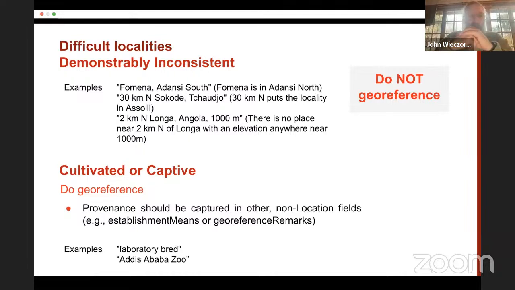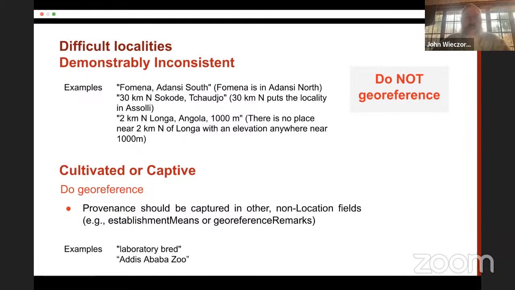In the second case, I'll go through the second example as well. The situation is as follows. We have a description that says 30 kilometers north of Sokode. Sokode is a named place, it's a town, and that is in Chaojo. Well, if you start looking on the map and researching this, and you go 30 kilometers north of Sokode, it turns out that the locality is no longer in Chaojo, it's in Asoli.